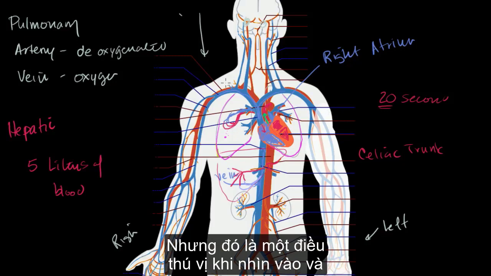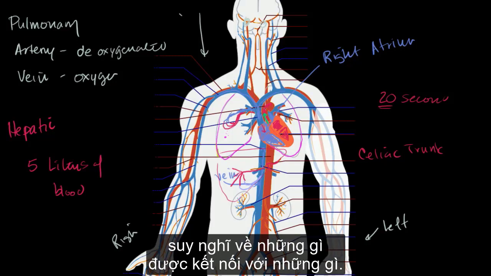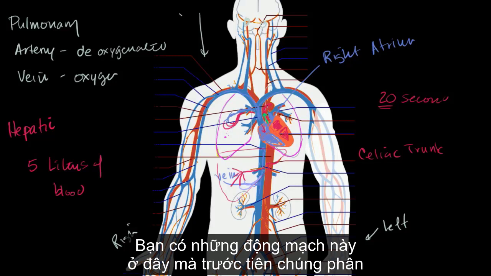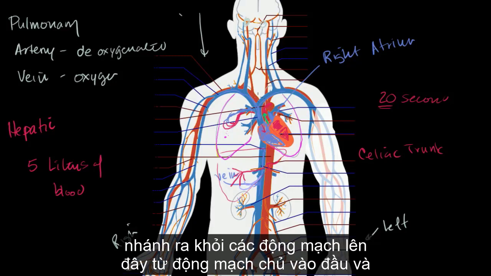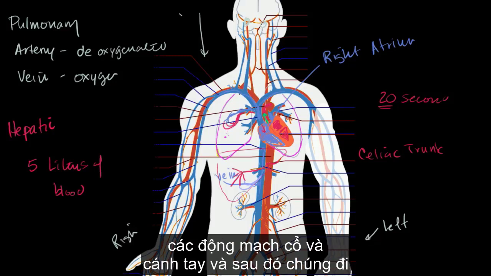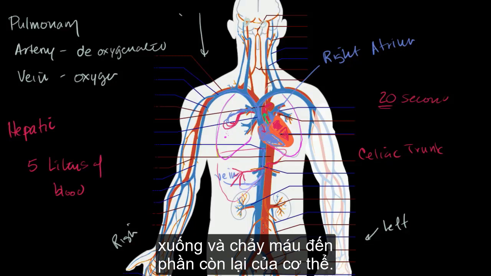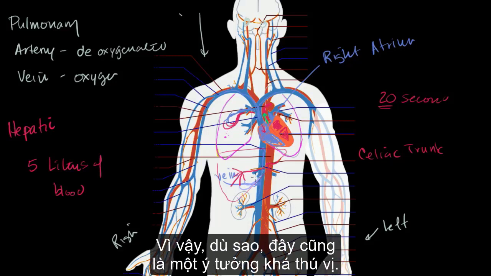But it's an interesting thing to look at and to think about what's connected to what. You have these arteries up here that first branch off from the aorta into the head and the neck and the arm arteries, and then later they go down and flow blood to the rest of the body. So anyway, this is a pretty interesting idea.